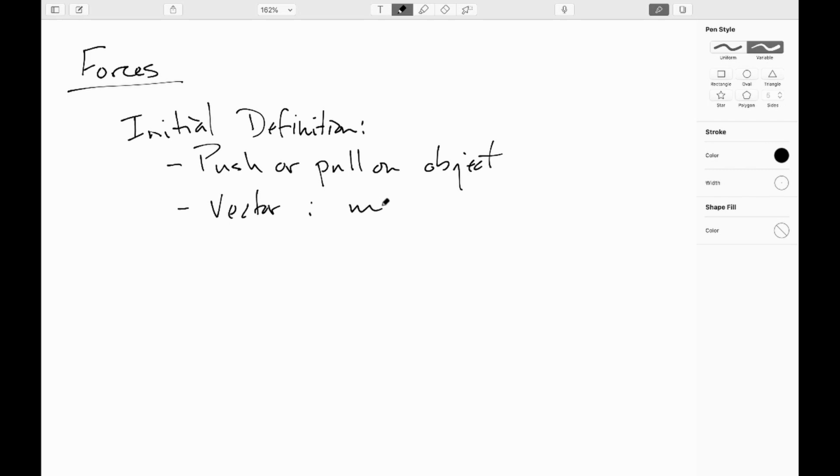Because it has both a magnitude, how hard do I push it, and a direction, which way do I push it. And we know from our practical experience that both how hard and which way matter for the motion of the object. We also know that it requires an agent. What this means is something has to be doing the pushing or pulling, some other object.